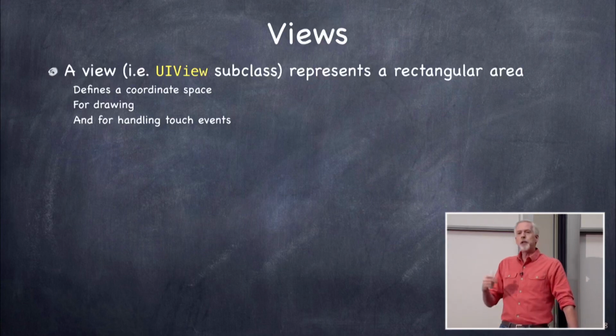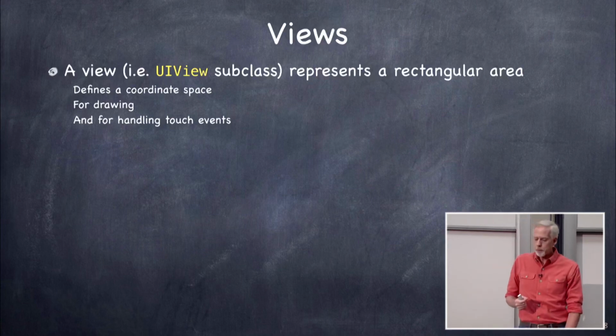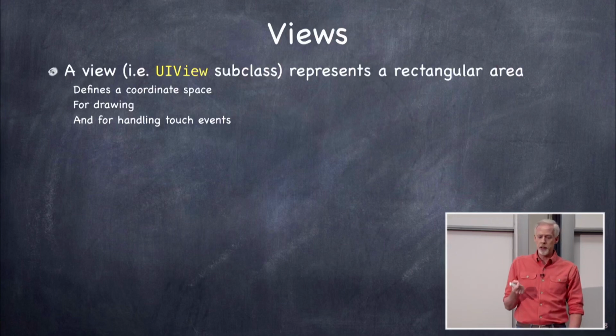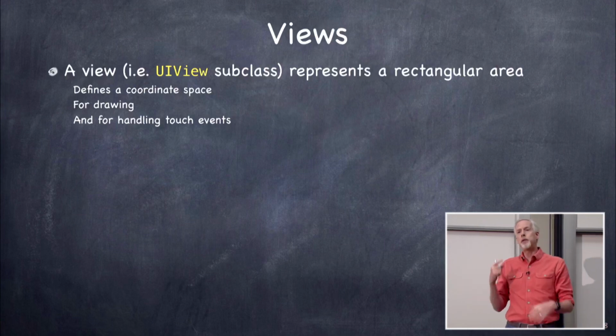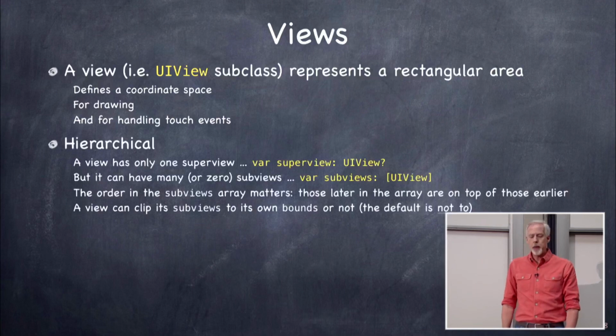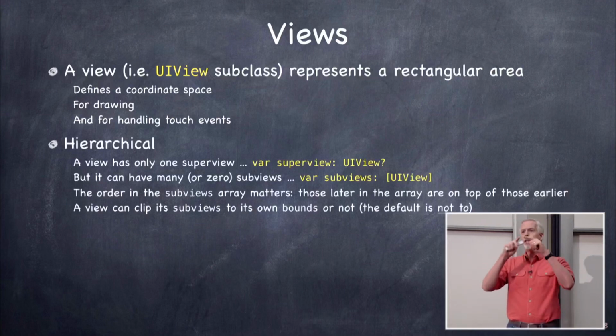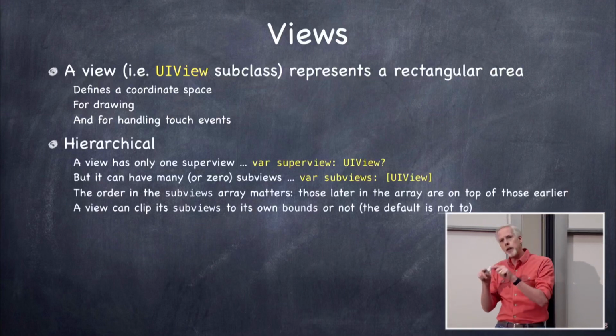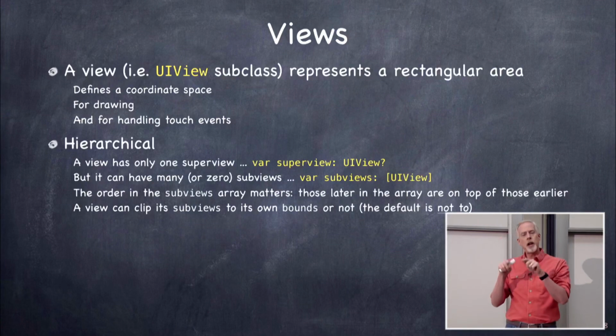Okay, so what is a view? What is a subclass of UIView? It's essentially just a rectangle on screen that defines a coordinate system. And this is a coordinate system you're going to use to draw, and it's also a coordinate system for getting multi-touch events, right, with the fingers on the screen. It's hierarchical, which means these rectangles live inside other rectangles, right? So it's views inside views inside views.